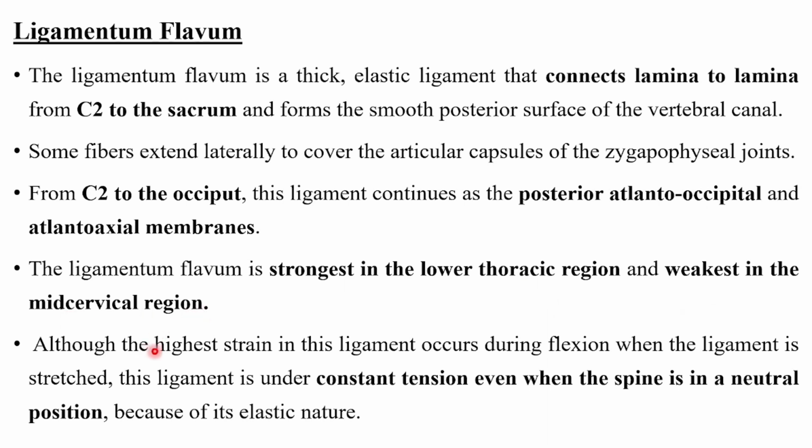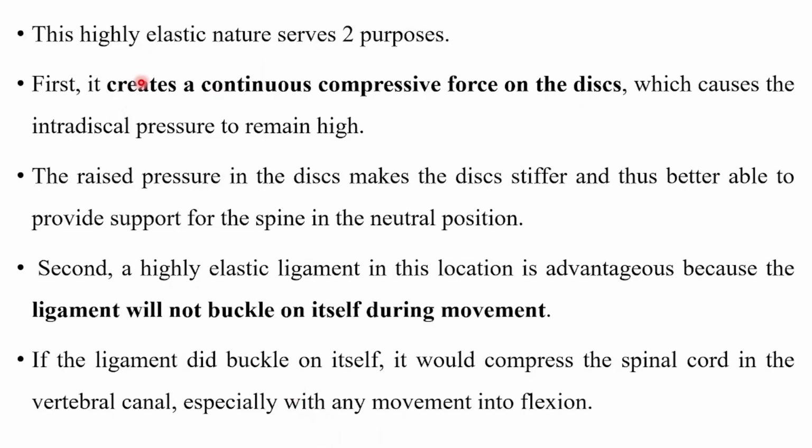Although the highest strain in this ligament occurs during flexion, when the ligament is stretched, this ligament is under constant tension even when the spine is in a neutral position because of its elastic nature. Since this contains a higher elastin component, ligamentum flavum is elastic in nature. So this highly elastic nature serves two purposes. First purpose is it creates a continuous compressive force on the disc, which causes the interdiscal pressure to remain high. The raised pressure in the disc makes the disc stiffer and thus better able to provide support for the spine even in the neutral position.